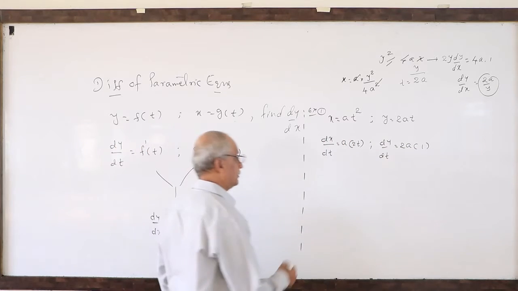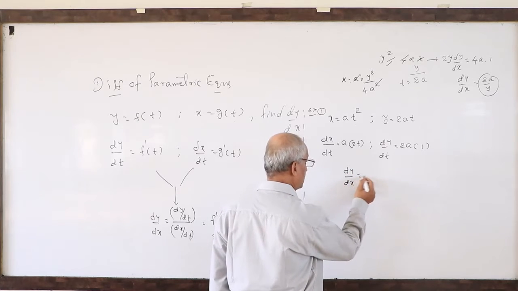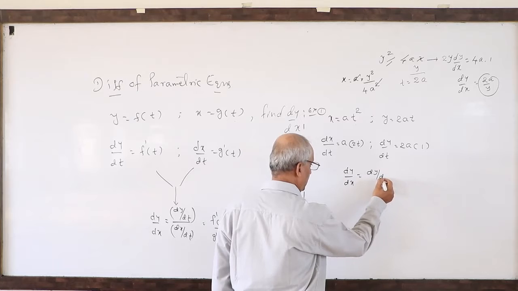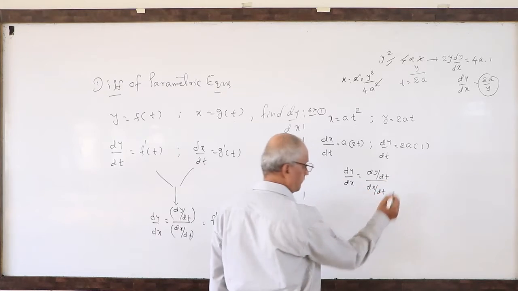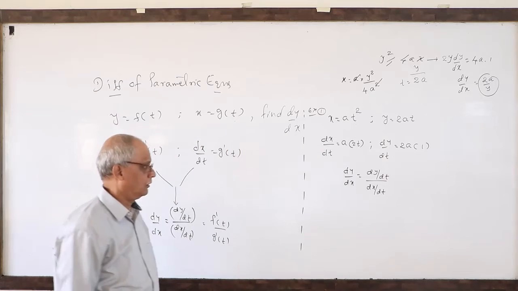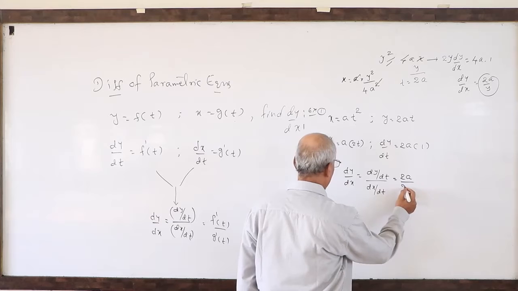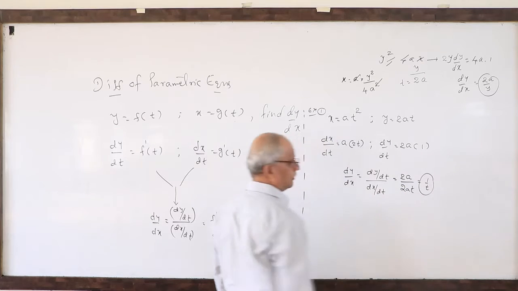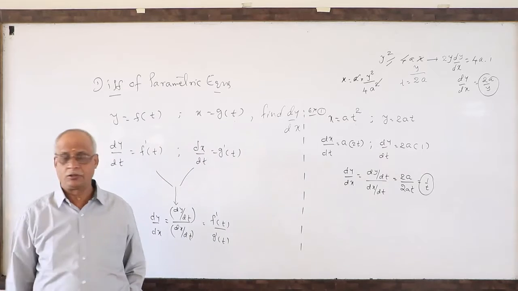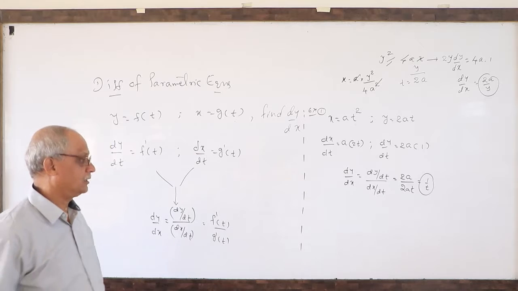Now we want dy by dx. How will you find dy by dx? dy by dt divided by dx by dt. Now you see here, 2a by 2at. Finally, what is the answer? In the answers they can give the derivative in terms of t. The answer is 1 by t.